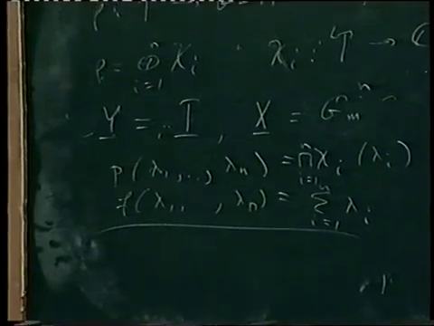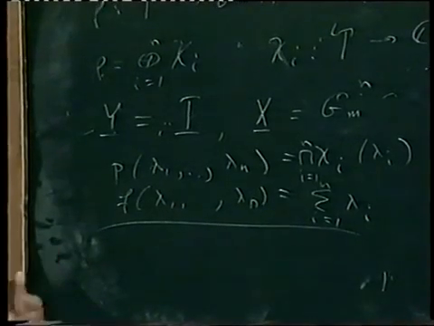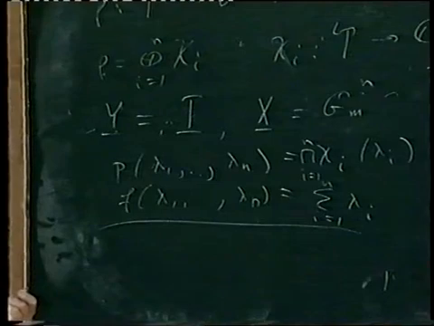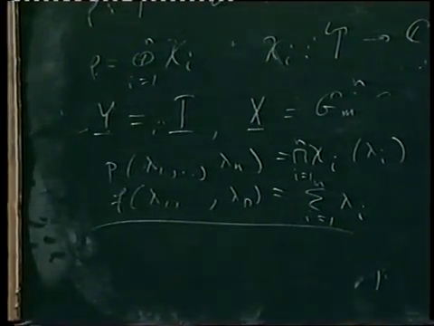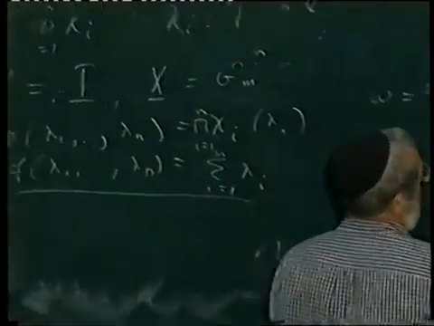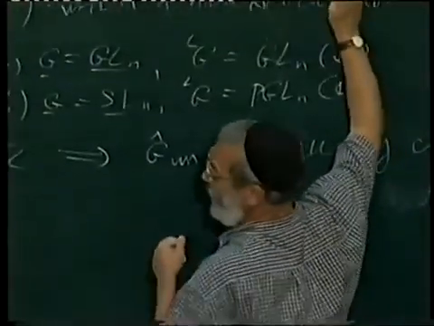Now, I can present one simple case where you can see the action of W. This W is tricky. So let me do it. Take the first non-trivial case.